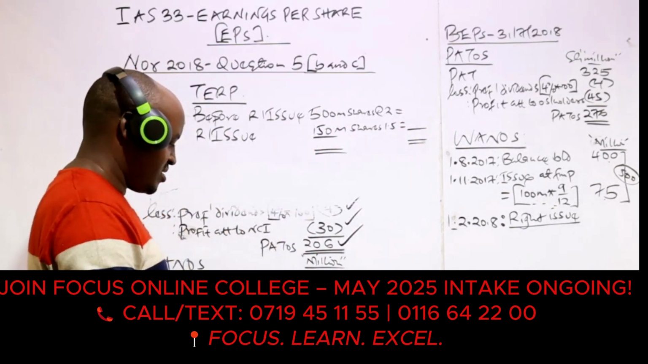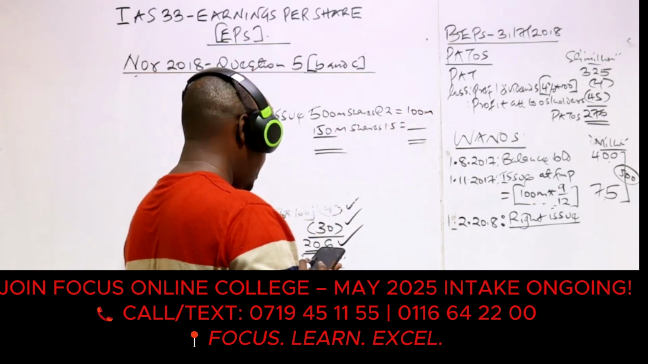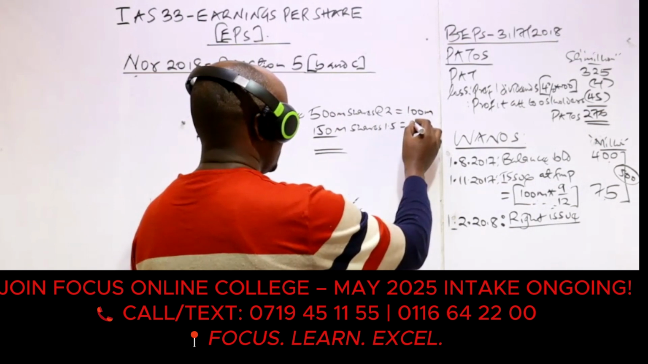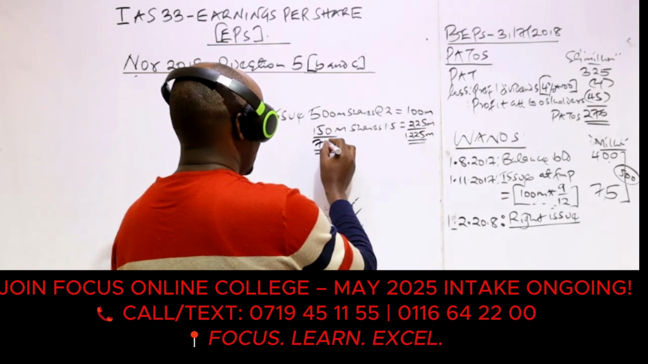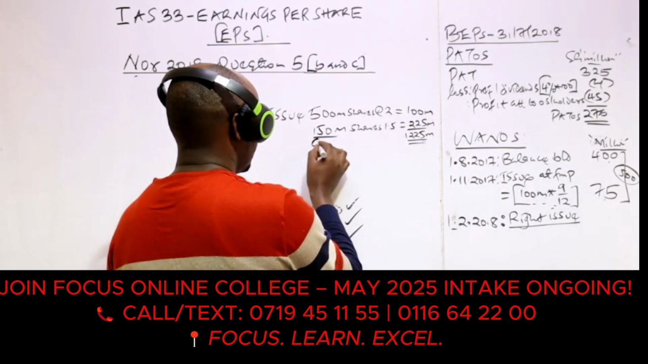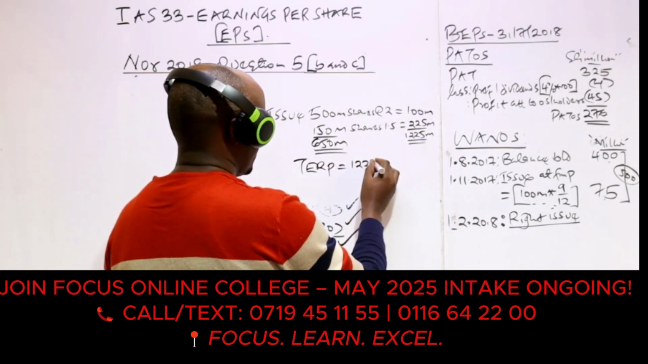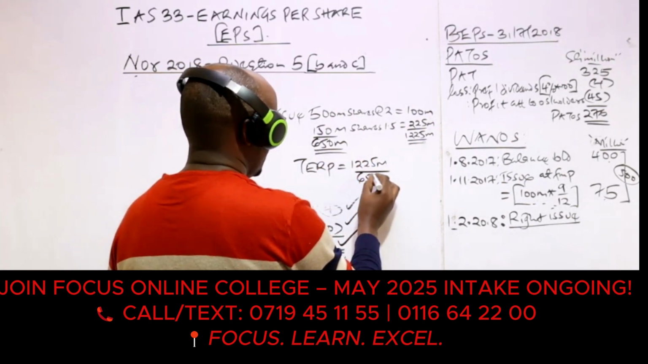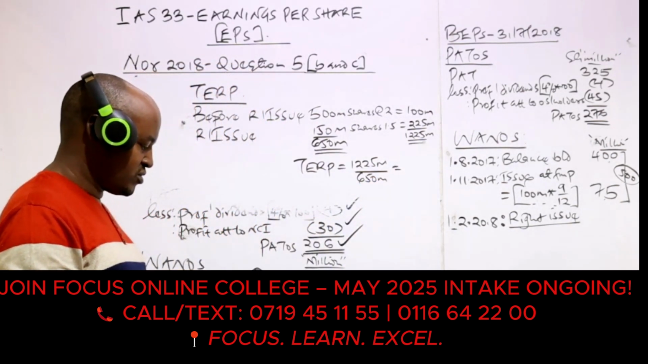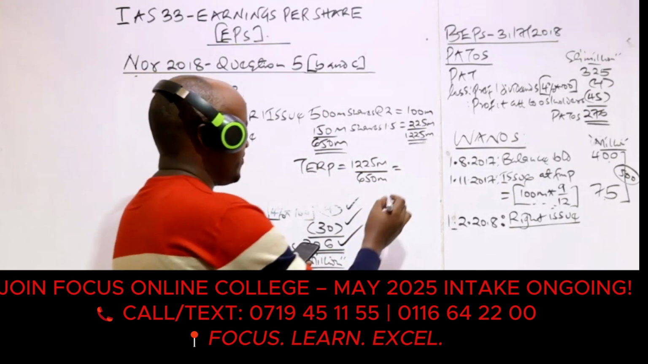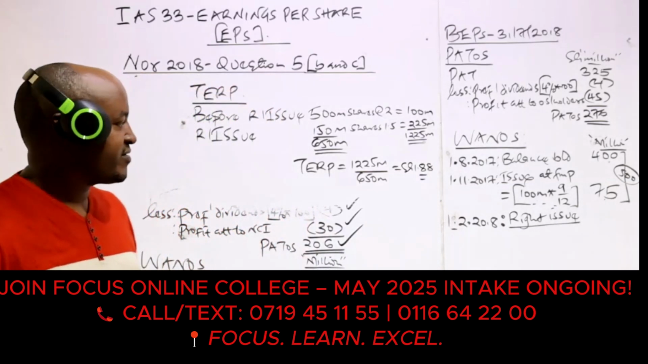So we have 500 times 2, which will give us 1,000, and then 150 times 1.5, which will give us 225 million. So we add these two, and then we also add the shares, which will give us 650 million. So to get the theoretical ex-rights price, we take whatever we have here, because this is the total market price of all these shares, and then we divide that by 650, because in our case here, we're interested in the market price per share after the right issue. So this will give us shillings 1.88. So this is the market price per share after the right issue.